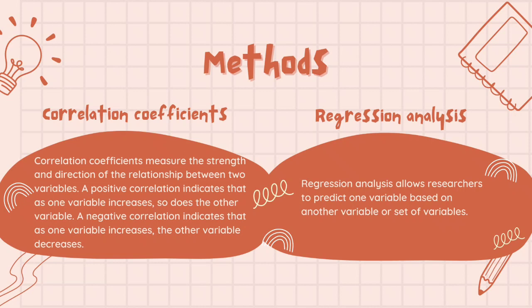So overall, it is possible to determine whether there is a relationship between rank order variables using statistical methods such as correlation coefficient and regression analysis. These methods can provide valuable insights into how different factors are related in various contexts.